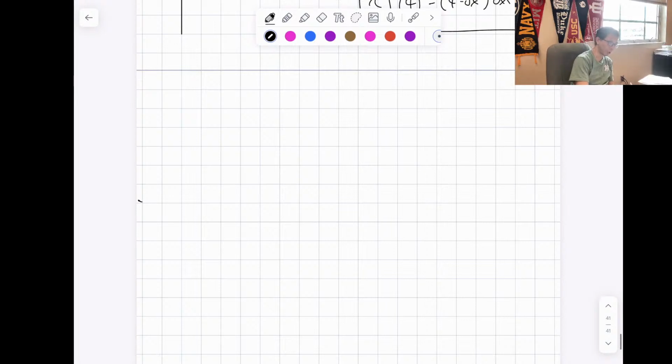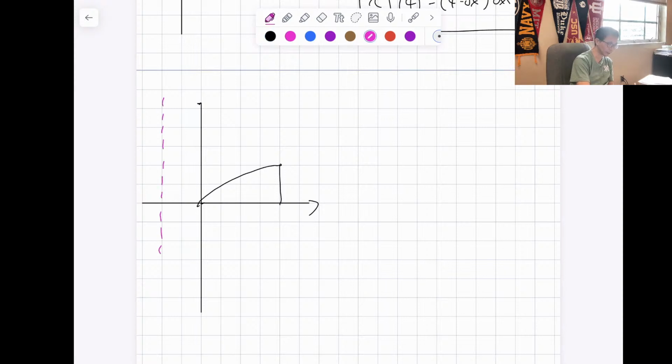Same rotation. So now I'm going to go from here and I'm rotating around this line. Rotation here. Still the same function. If you understand same function, different rotation, you're good.